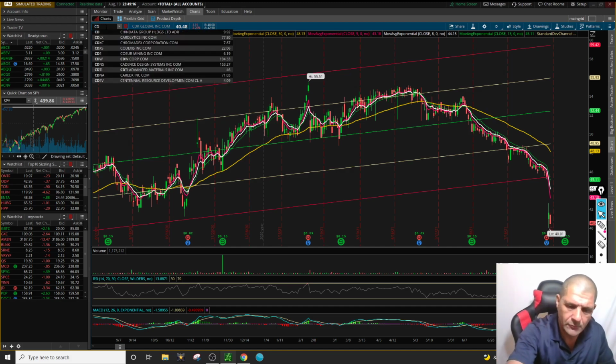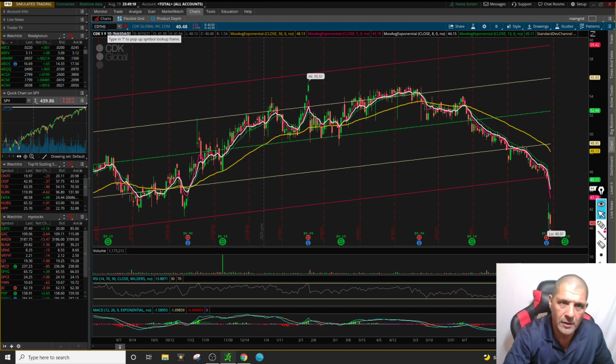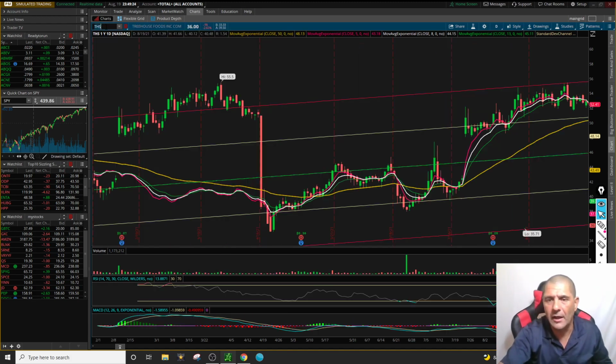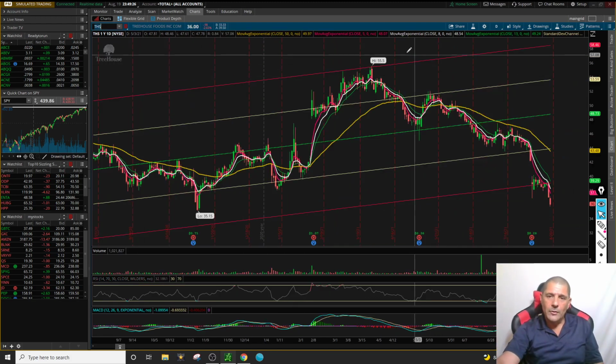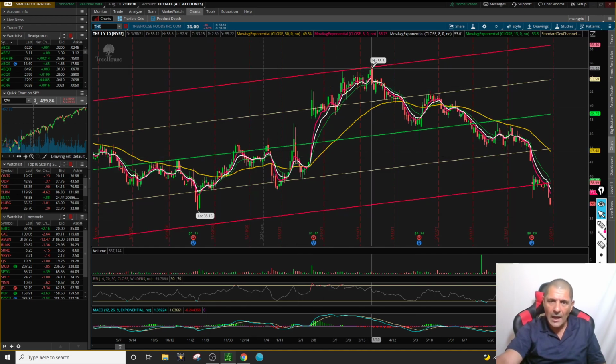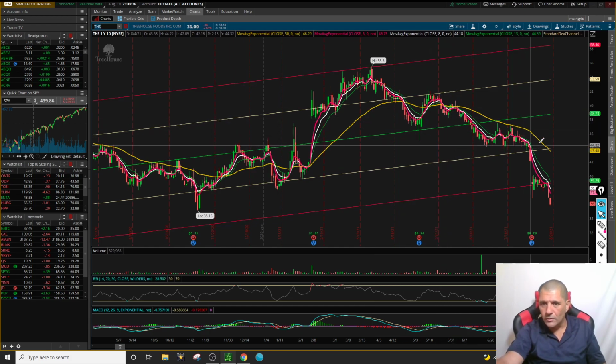This one is on the Thinkorswim platform, and this platform is really great when you start to work on it. Now right here, you see every time we hit a high on the red line, on the standard deviation line, we go down.